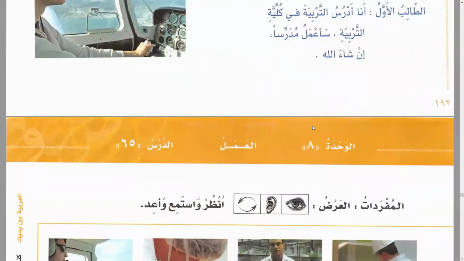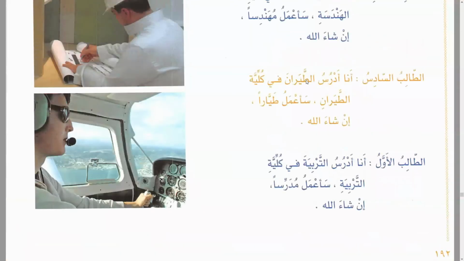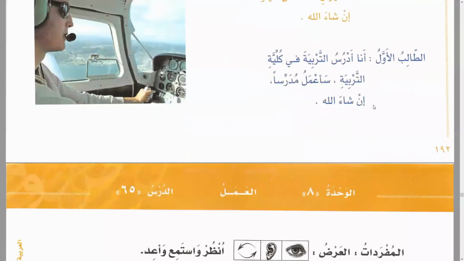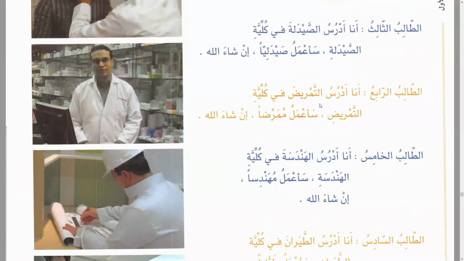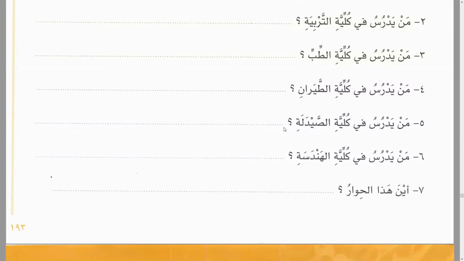Who studies in طيران? طيران, in aviation, السادس. And then تربية is over. هندسة is خامس. ثالث. Okay. صيدلي, this is ثالث. من يدرس في كلية الصيدلة؟ Who studies in the pharmacy? The College of Pharmacy. الطالب الثالث.